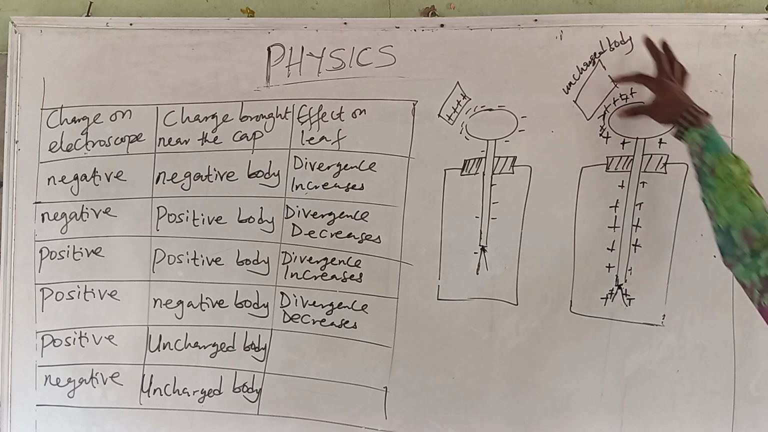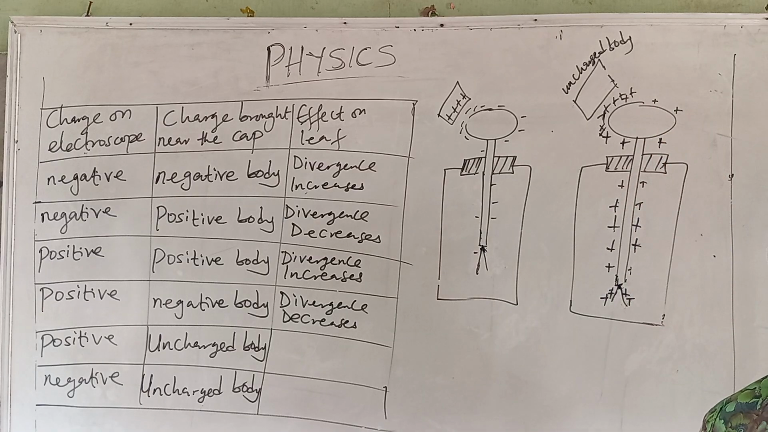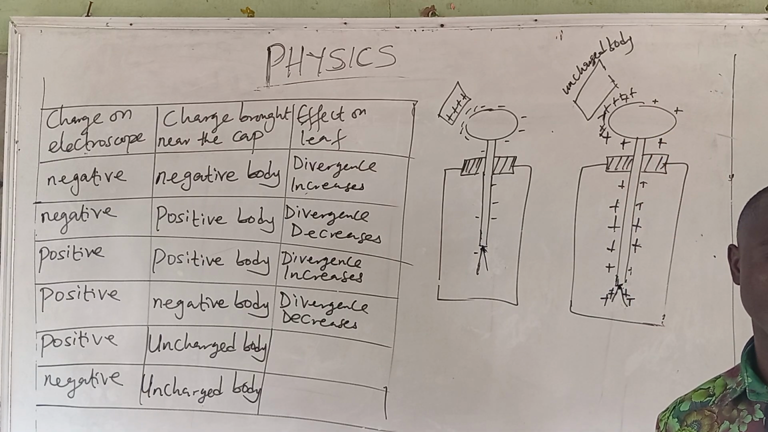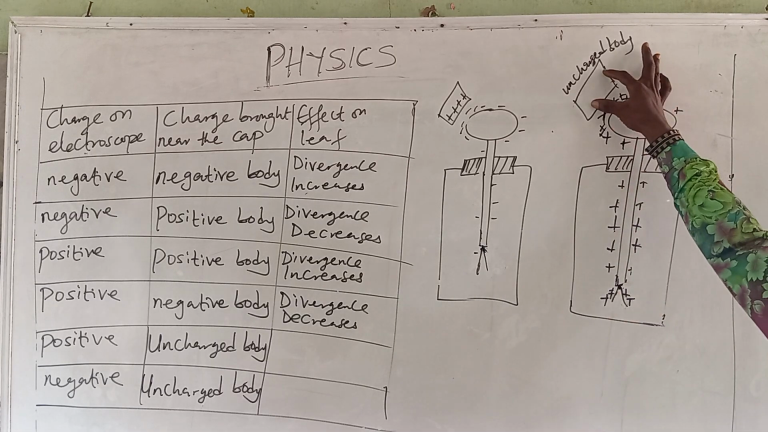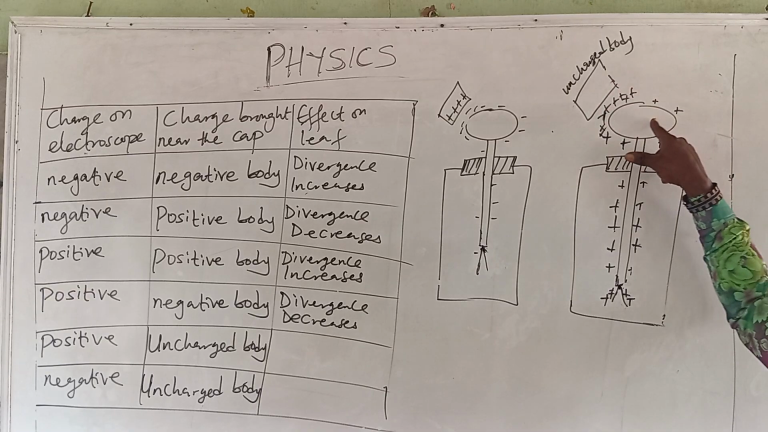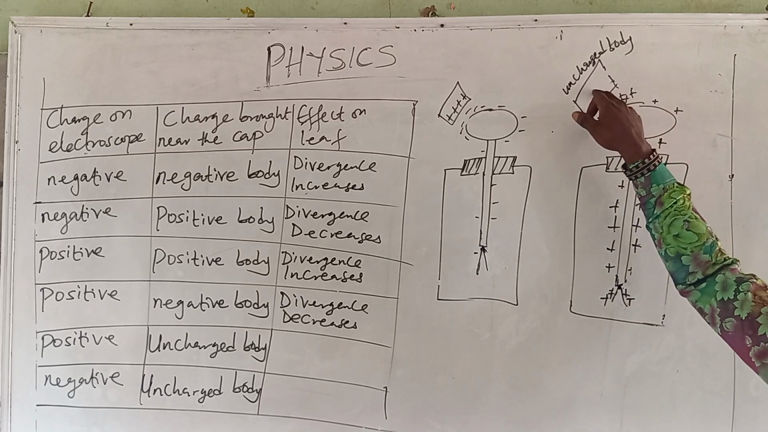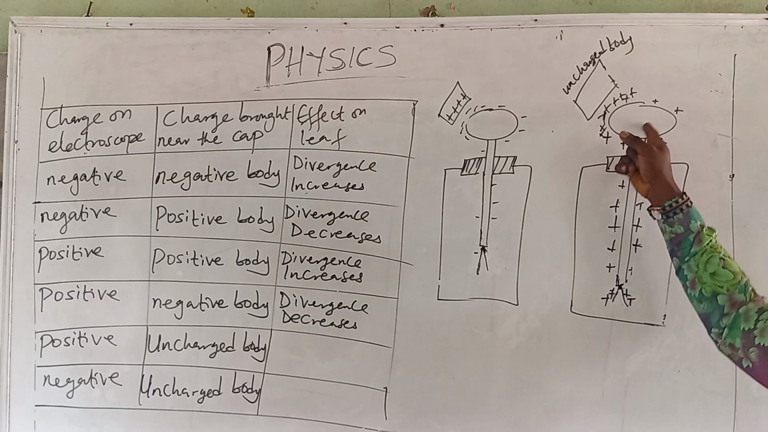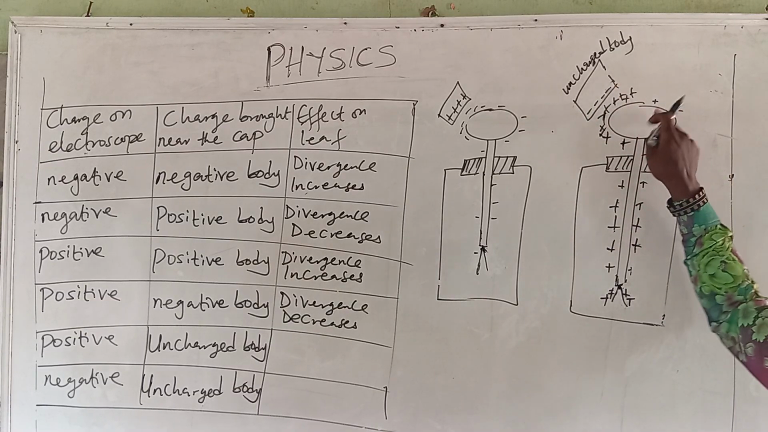Now, when you bring an uncharged body close to a positively charged gold leaf electroscope, you remember what happened in my videos when I taught electrostatic induction, how to charge a body by the method of electrostatic induction. Okay, so exactly that is what is going to happen here. Now, is your uncharged body you are bringing close. So by the time you bring this uncharged body close to a positively charged gold leaf electroscope, the gold leaf electroscope will now induce the uncharged body. The first thing that will happen is electrostatic induction. It will induce the uncharged body with what? With a negative charge. That's an opposite charge to that of the gold leaf.